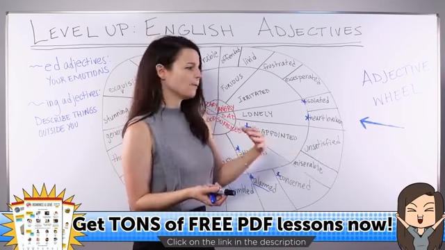Okay, good. So this is how we use an adjective wheel. I'll introduce a couple more sections later in the lesson. For now, let's take a quick break.